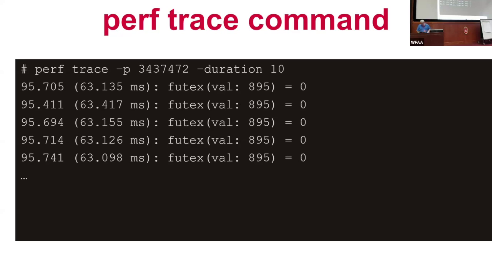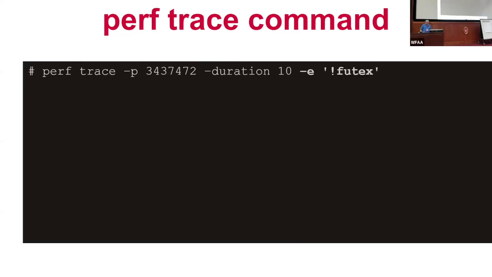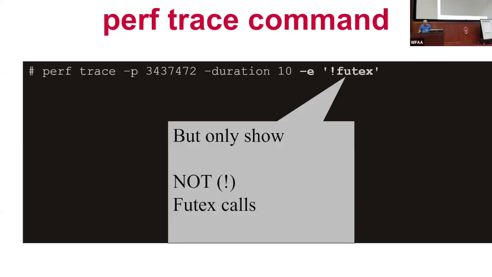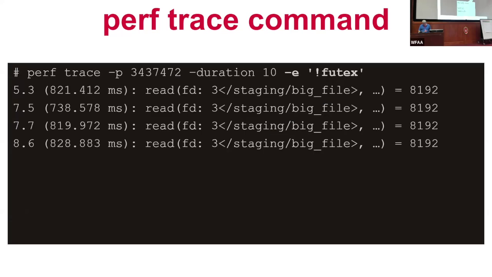So I can use the next argument to perf trace that I learned. That's the -e for expression. And I say not futex, or bang futex if you're from the West Coast, or shriek futex if you're from the East Coast. And this means show all system calls that are not futex. And what do I get then? Any guesses? So when I do that, I get this output.